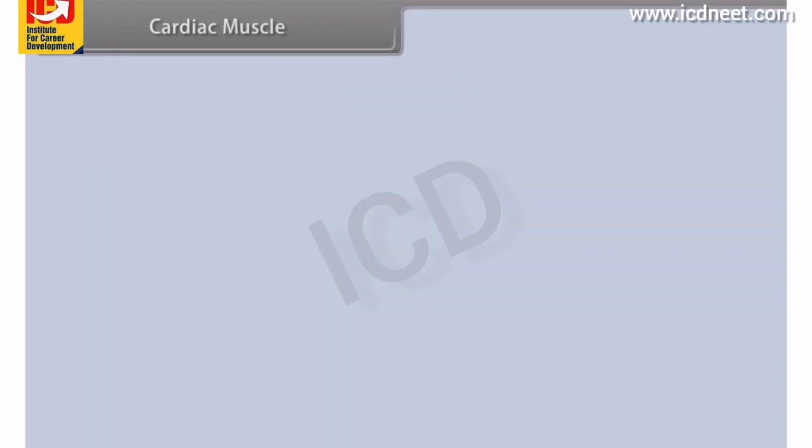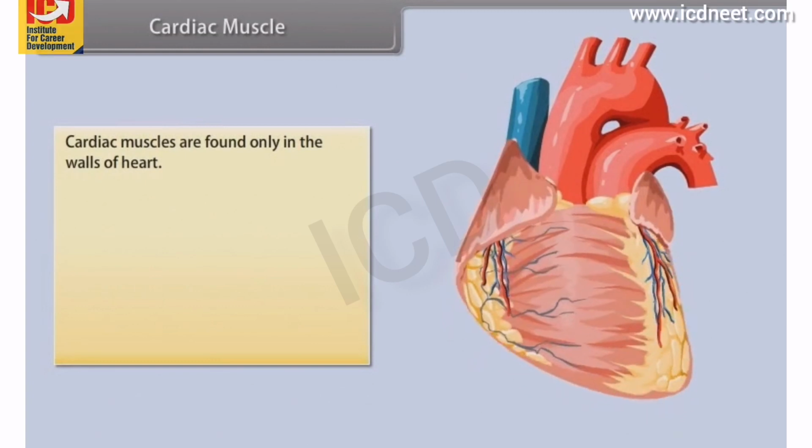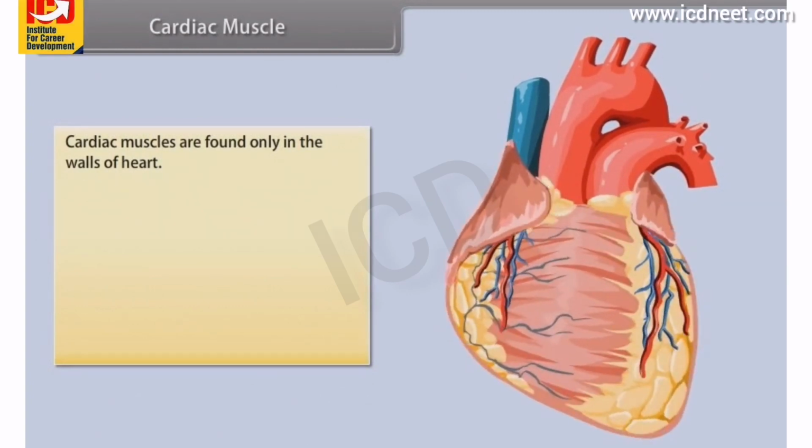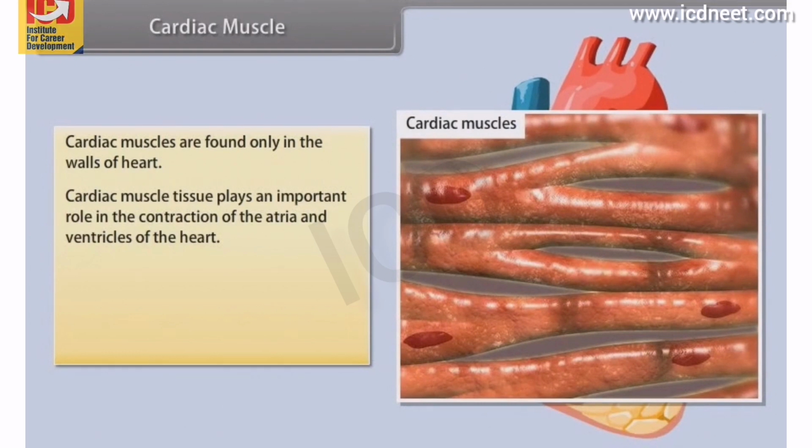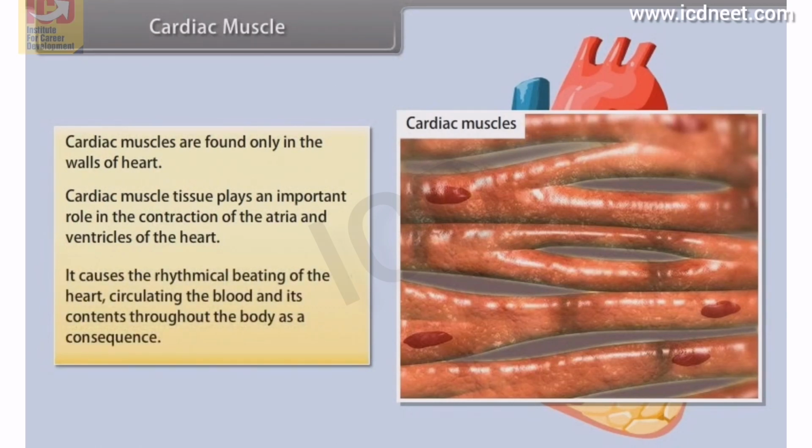Cardiac muscle. Cardiac muscles are found only in the walls of heart. Cardiac muscle tissue plays an important role in the contraction of the atria and ventricles of the heart. It causes the rhythmical beating of the heart, circulating the blood and its contents throughout the body as a consequence.